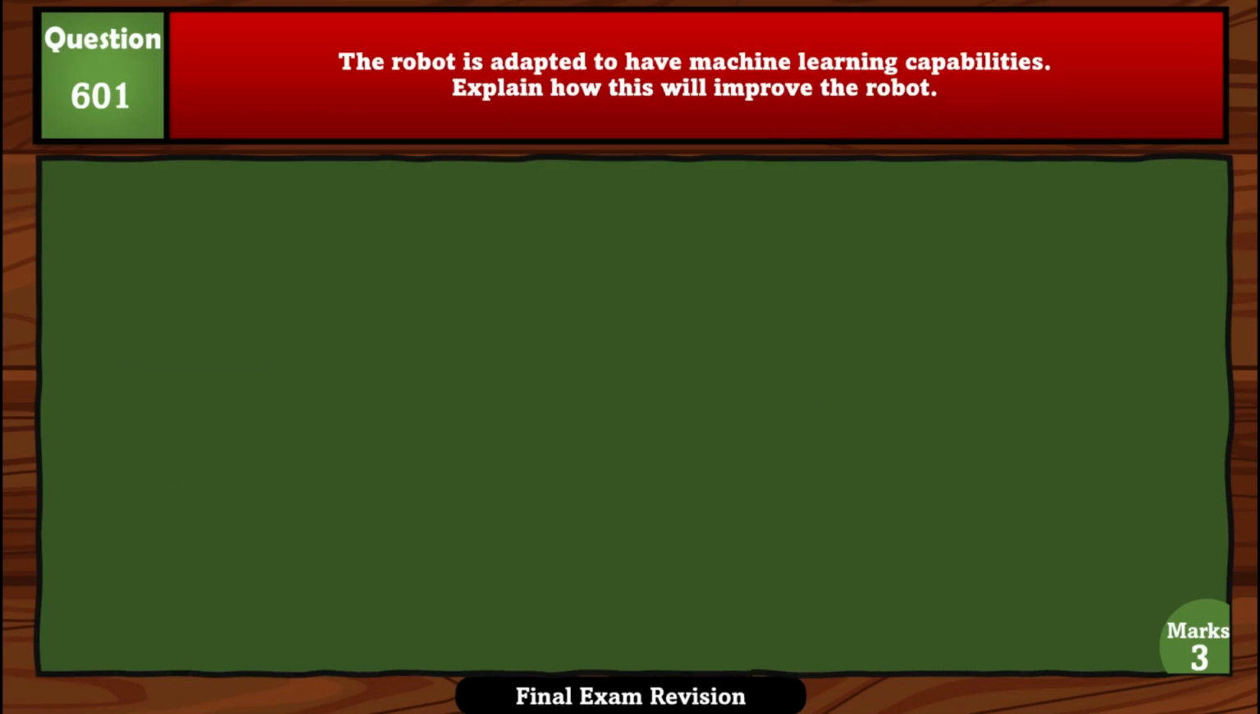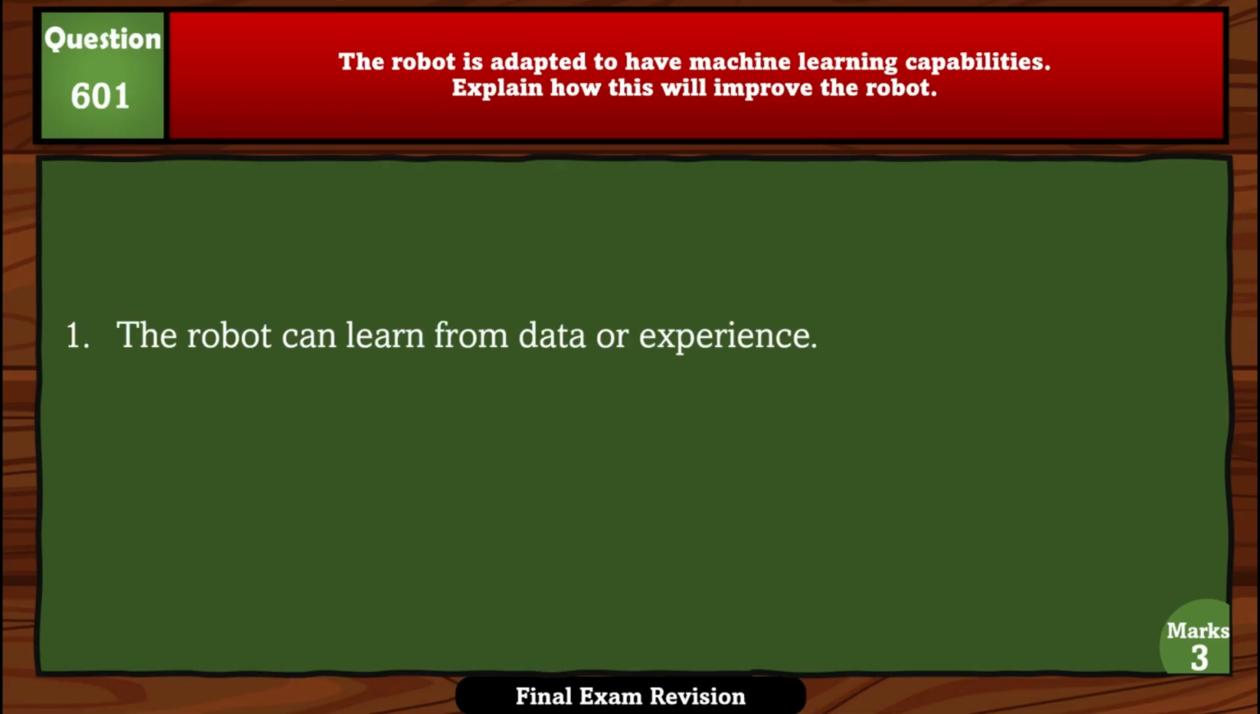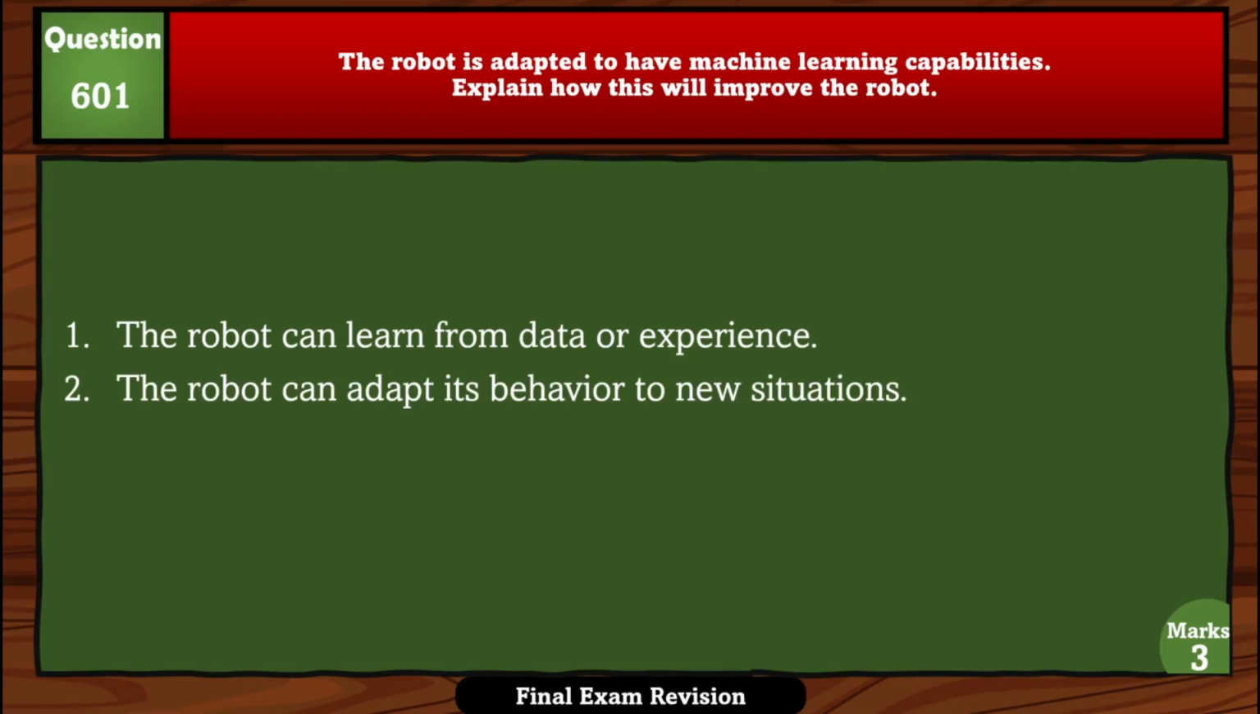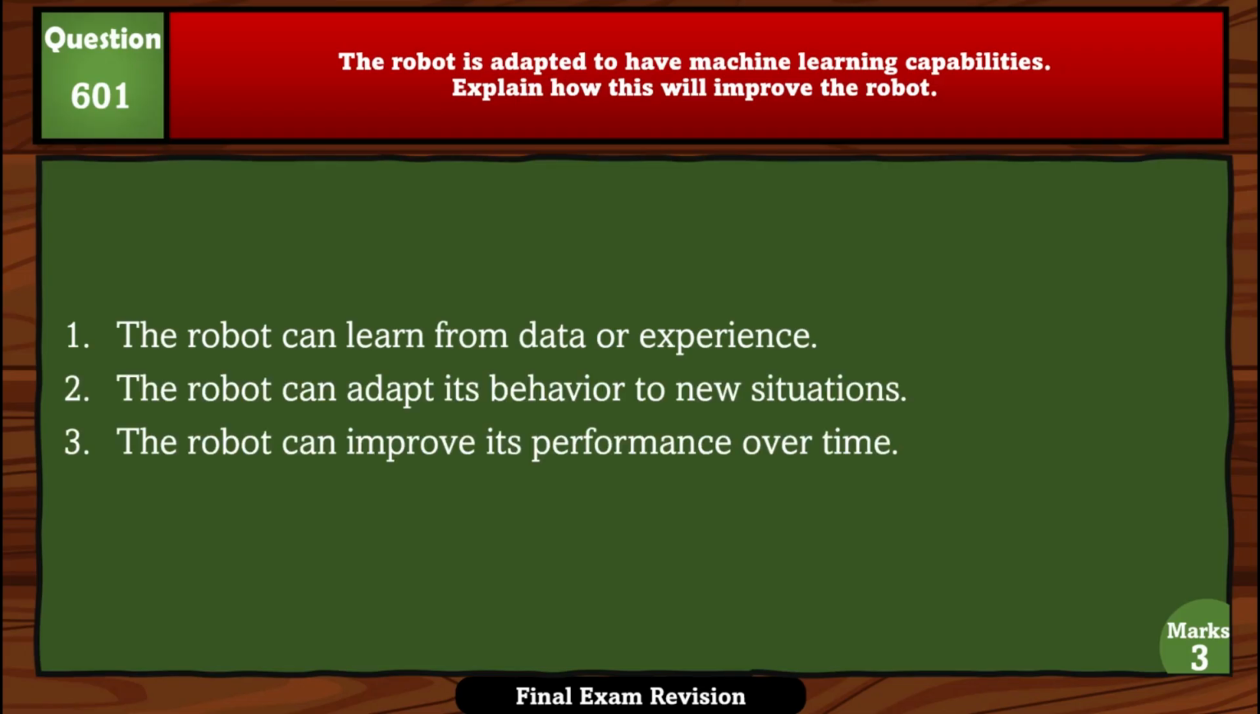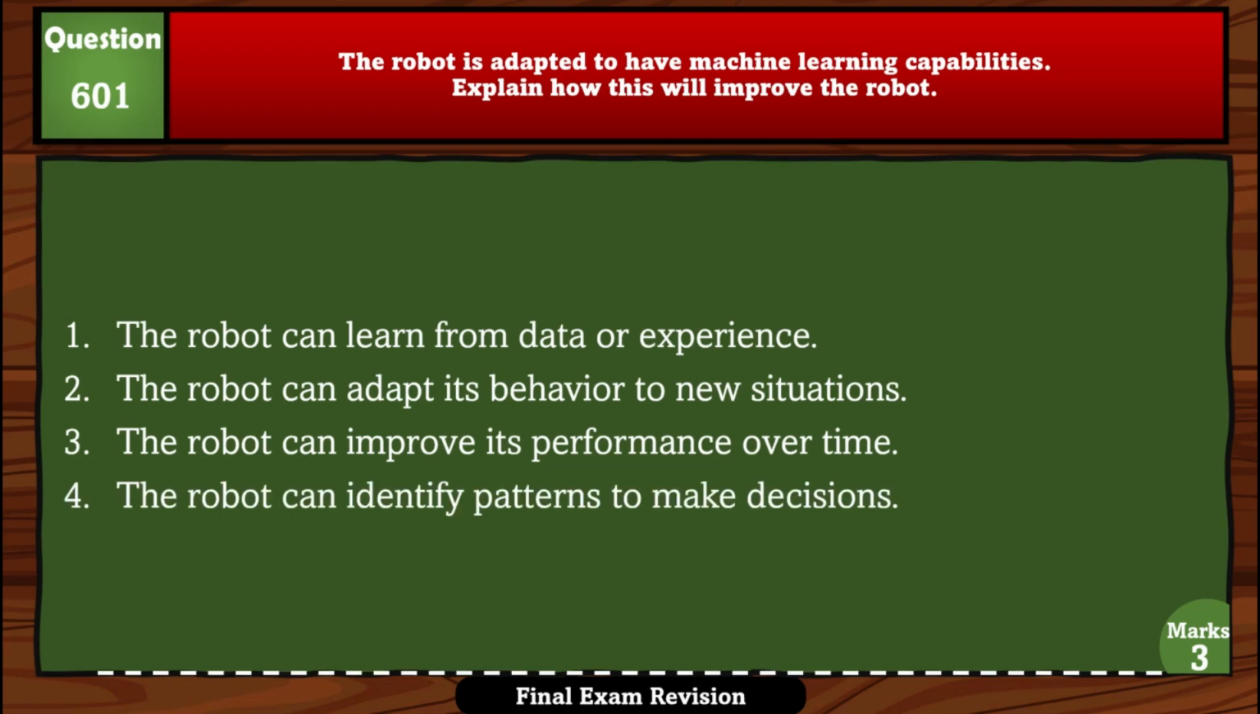Question 601. The robot is adapted to have machine learning capabilities. Explain how this will improve the robot. The robot can learn from data or experience. The robot can adapt its behavior to new situations. The robot can improve its performance over time. The robot can identify patterns to make decisions.